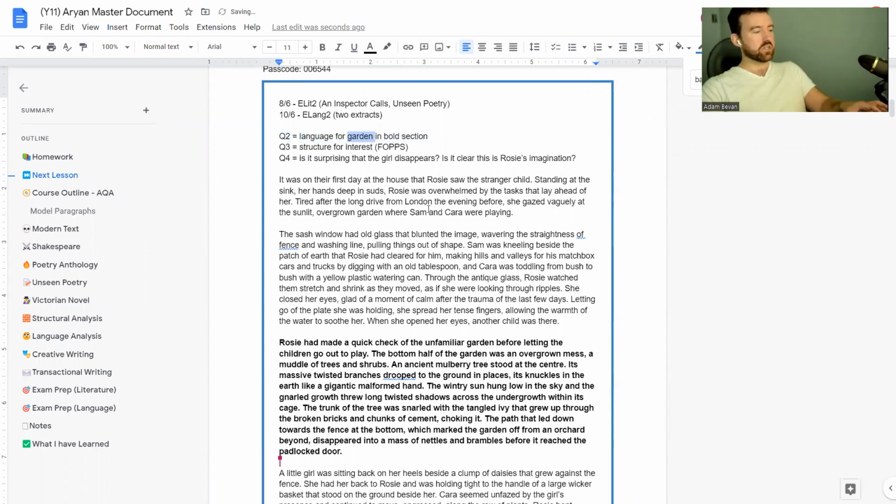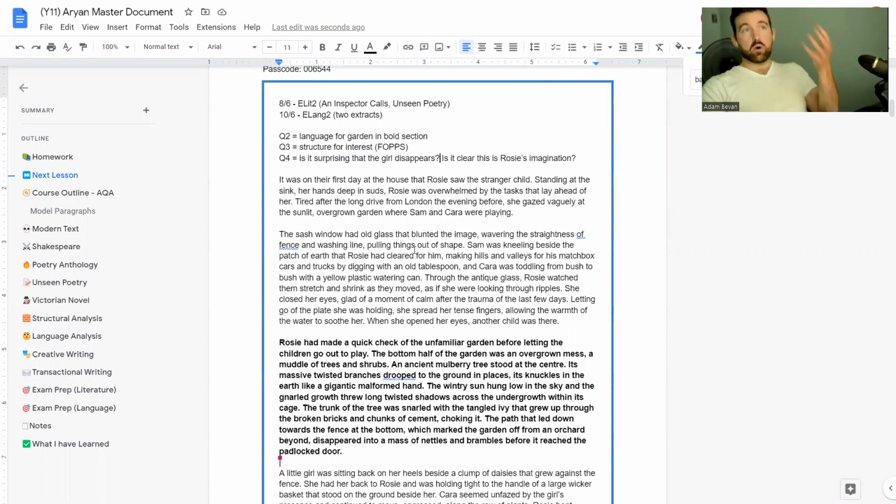For question 3, we're going to look at how structure is used to interest the reader. That can be from anywhere in the text. And for question 4, we're going to be looking at whether it is surprising that the girl in the garden disappears and whether it's clear that this is Rosie's imagination or not.